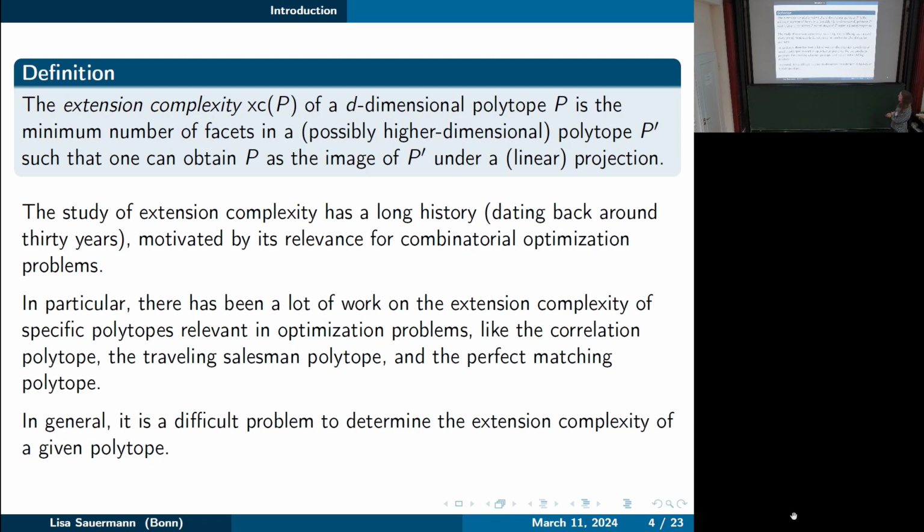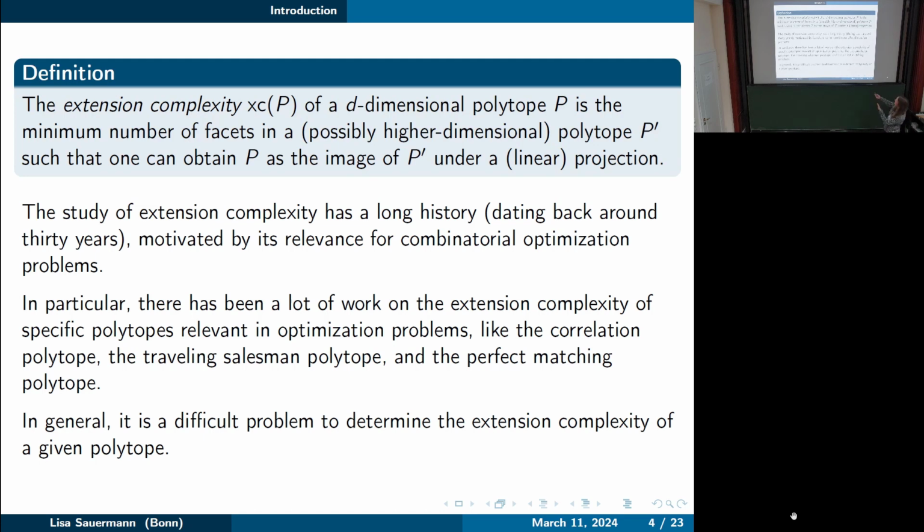Like, for example, the correlation polytope, the traveling salesman polytope, and the perfect matching polytope. Don't worry if you don't know what these are, but I just want to indicate there are specific polytopes which are associated with specific combinatorial optimization problems. For each of these polytopes, there are long sequences of papers where they improve on the extension complexity bounds. In general, it's very difficult to determine the extension complexity of a given polytope.